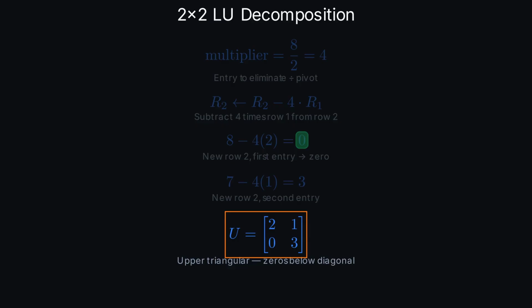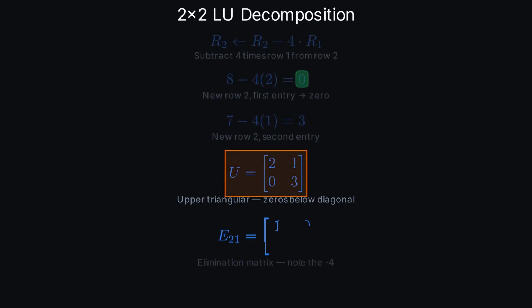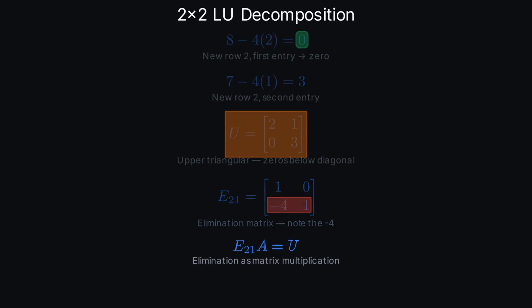Now let's frame this as matrix multiplication. Multiplying A on the left by E21, the elimination matrix with 1, 0 on top and -4, 1 on the bottom, performs exactly that row operation. E21 times A equals U. We've been writing elimination this way, but nobody actually wants E times A. What we really want is A equals something times U.